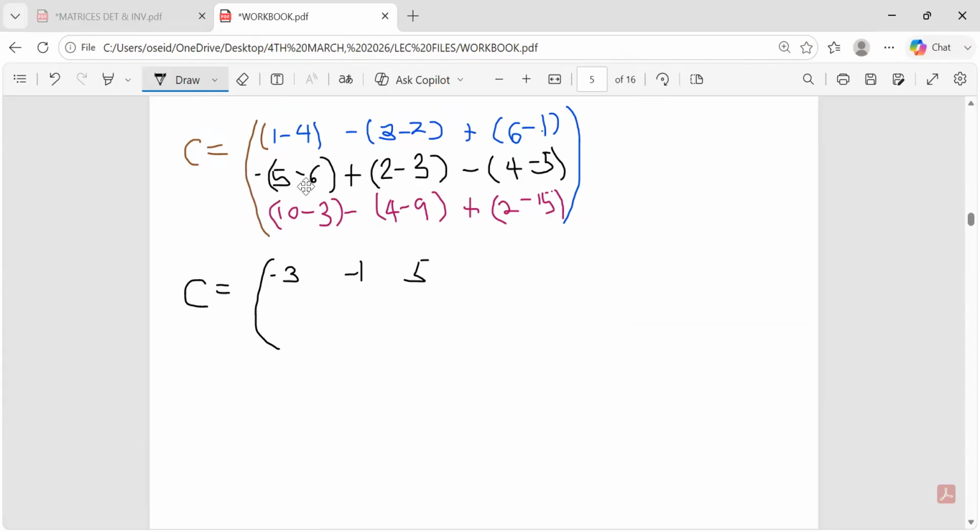5 minus 6 will give us negative 1. Negative 1 times 1 times negative 1 will give us 1. Then 2 minus 3 will give us negative 1. Then 4 minus 5 will give us negative 1 times negative 1 will give us 1. Then 10 minus 3 will give us 7. Then 4 minus 9 will give us negative 5 times negative 1. So we're going to get 5.